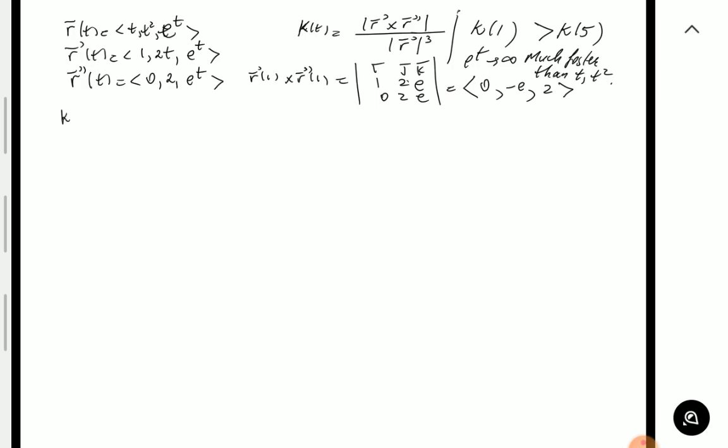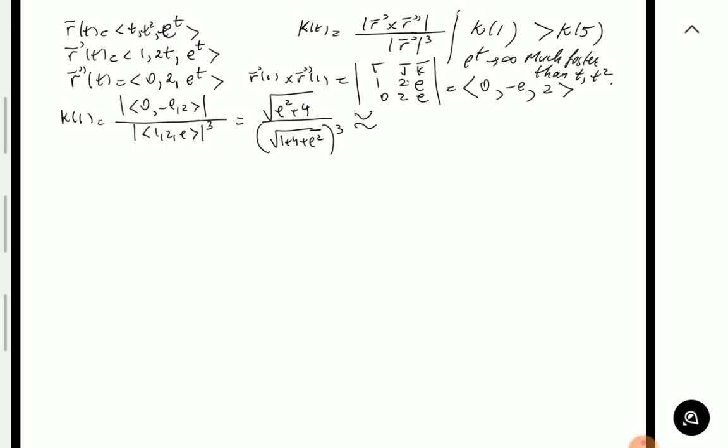So that is the vector on the numerator. So therefore k of 1 is going to be the magnitude of this cross product over the magnitude of r prime of 1 cubed. R prime of 1 is 1, 2, e. So the magnitude of 1, 2, e to the power 3. So square root of e squared plus 4 on the top over square root of 1 plus 4 plus e squared to the power 3. Obviously use a calculator. This should be approximately 0.08.